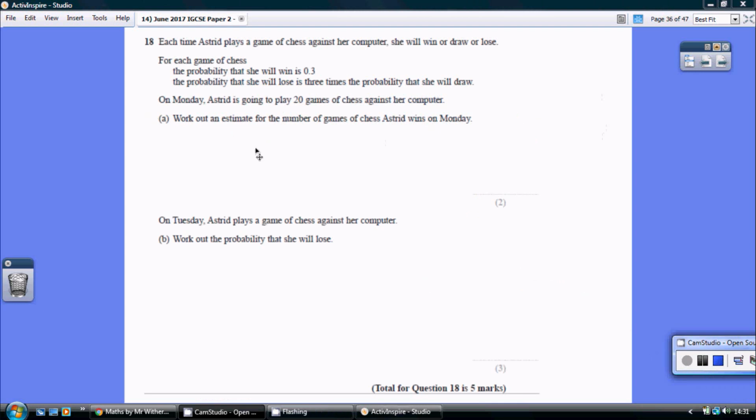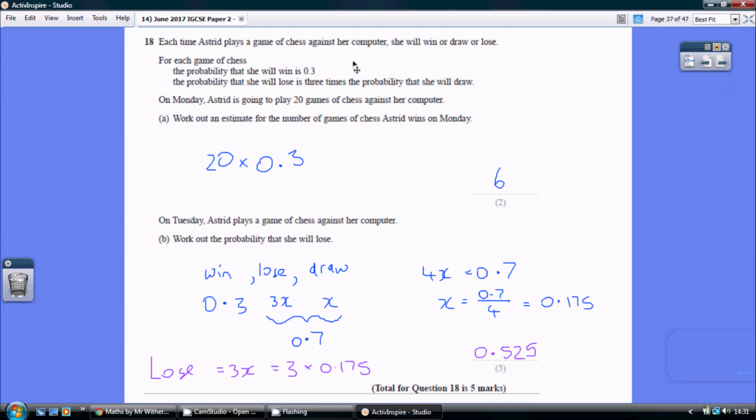Question 18. So the probability we'll win is 0.3. You're going to play 20 games. So estimate the number of wins you would expect to get. Well, you expect to win 0.3 times if you play once. So if you play 20 times, you would expect to win 20 times 0.3, which is 6.